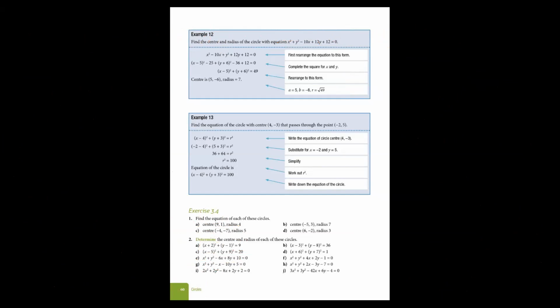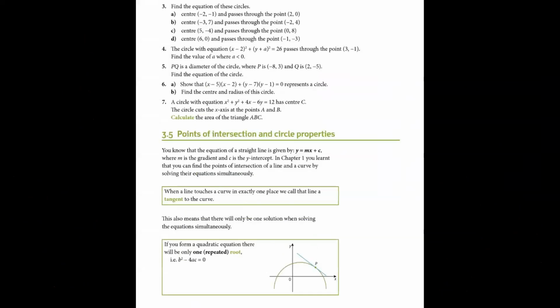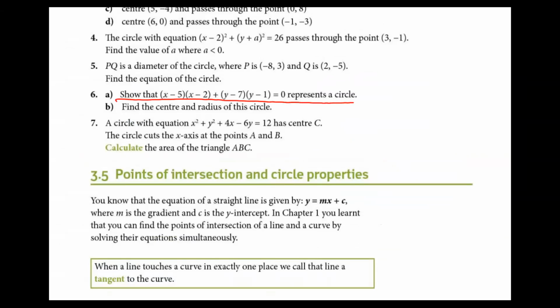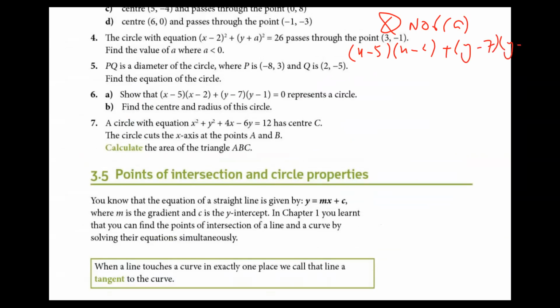Okay, this is over. Now, the question I gave you just before: show that this equation represents a circle, and find the center and radius. So first of all, what to do? Question number 6, you will multiply. The question is x minus 5, x minus 2, and y minus 7, y minus 1. There are two techniques. One, simply multiply: x square and negative 2x minus 5x and plus 10.